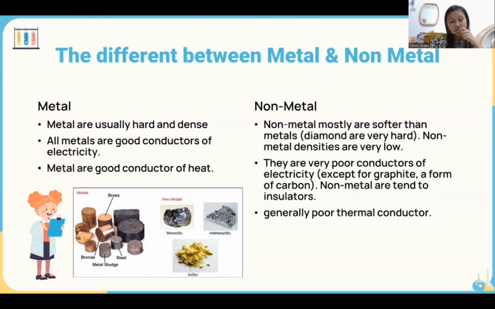Next, we have non-metals. Non-metals are softer than metals, and the densities are very low, except for diamonds. Diamonds are very hard, but they are non-metals. They are very poor conductors of electricity and tend to insulate, except for graphite, which is a form of carbon. Generally poor thermal conductors. Examples of non-metals are silicon, whose symbol is Si, and antimony, whose symbol is Sb, and lastly sulfur.